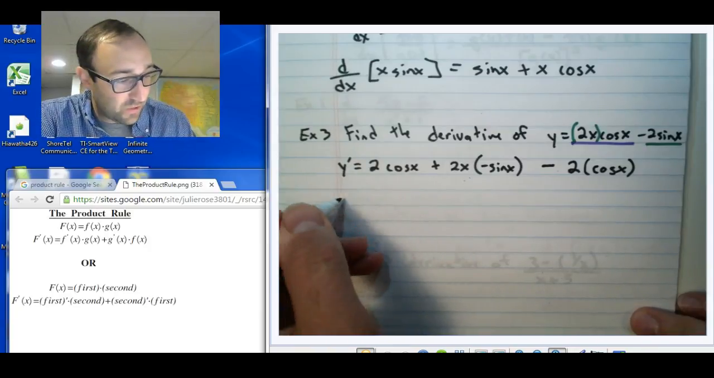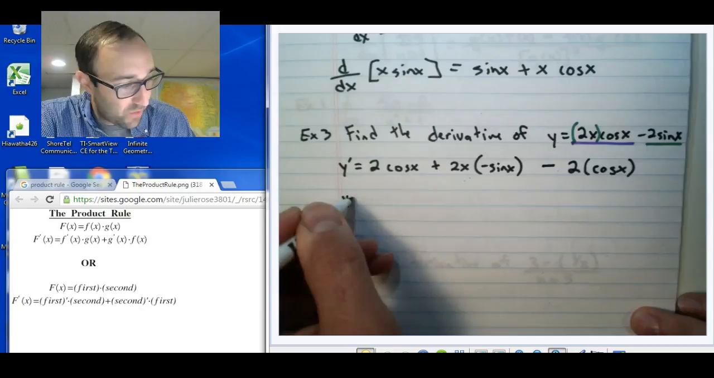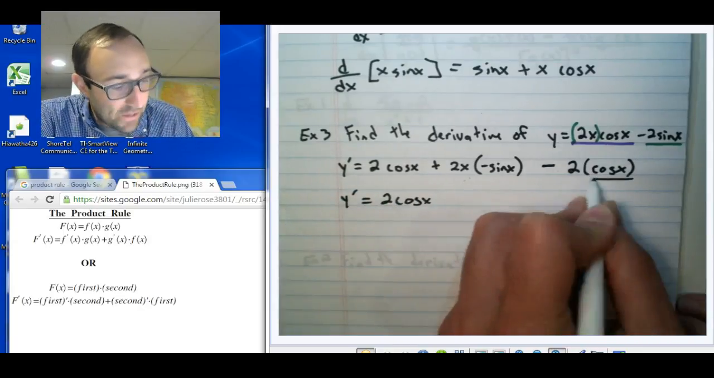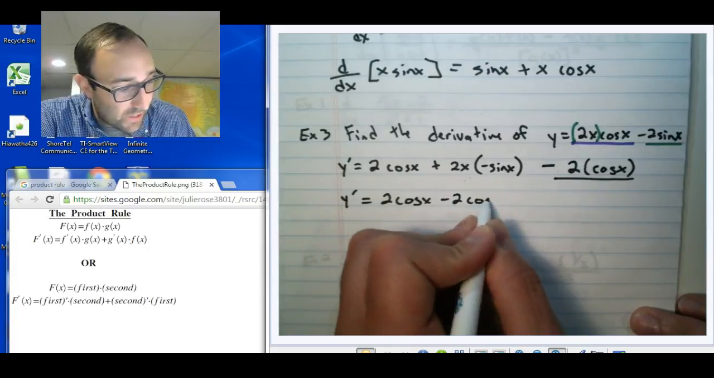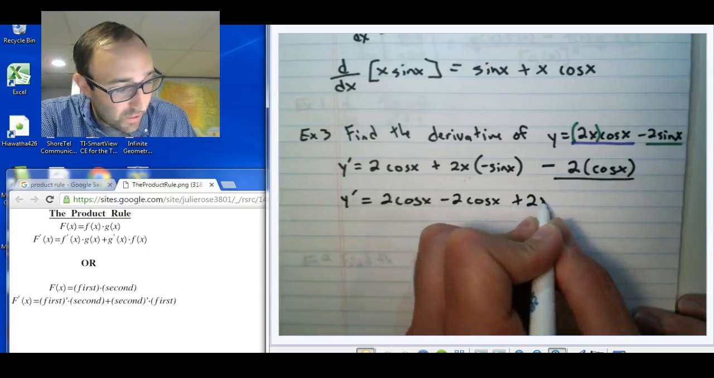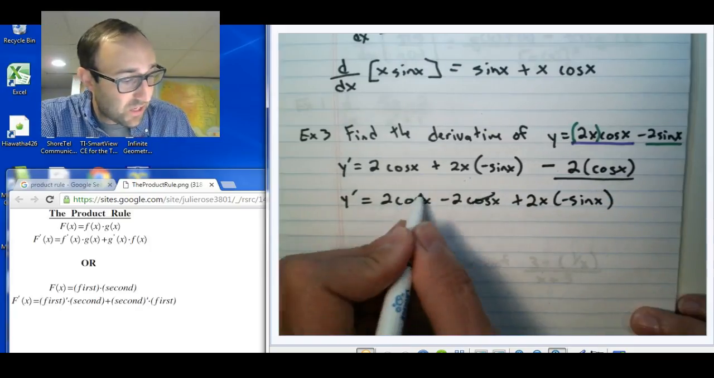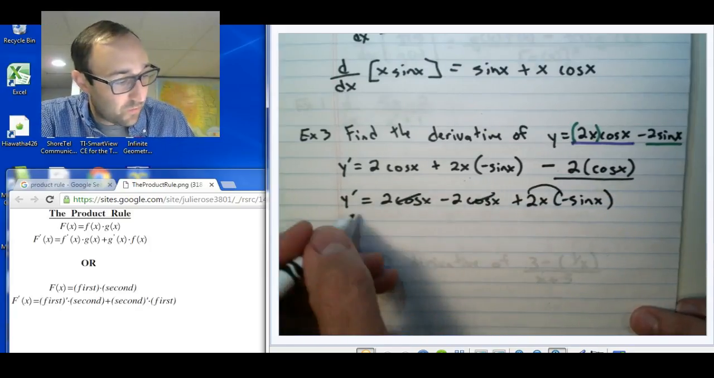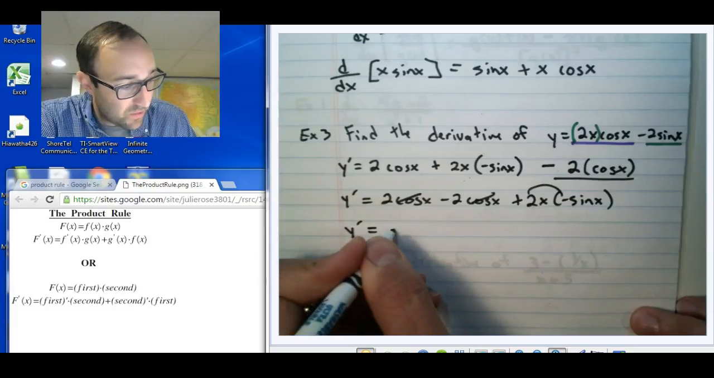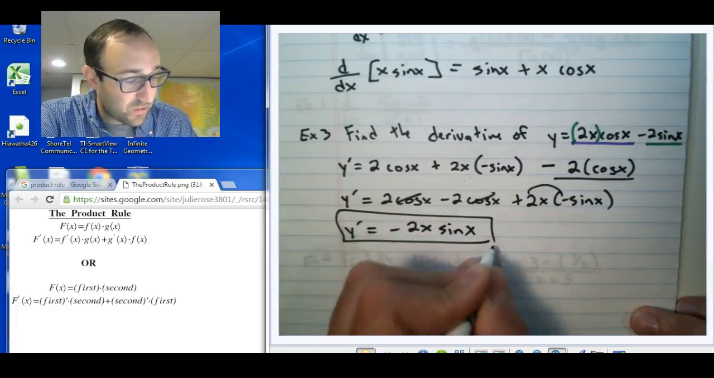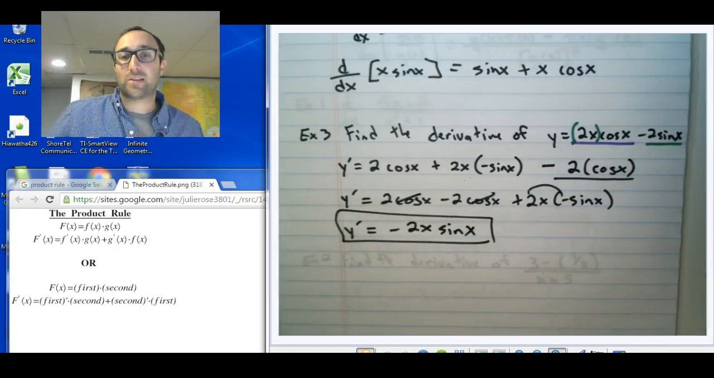Now, we can clean this up a little bit, and we can say y prime is going to equal 2 cosine x minus 2 cosine x plus 2x negative sine x. All right, obviously these cancel out. This negative should go out in front, and we can say y prime is going to equal negative 2x sine x. And there is our solution using lots of different rules. There you go. Good luck.